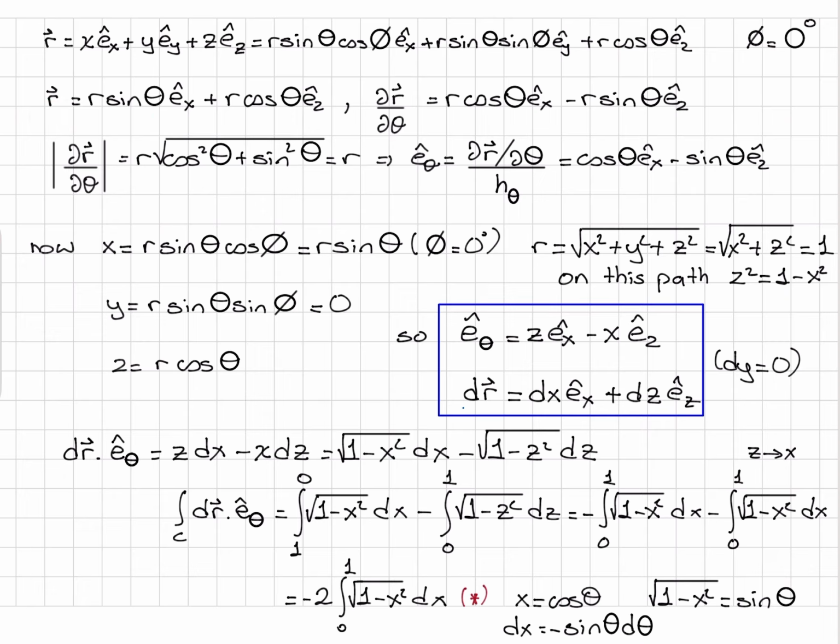Then we take a derivative with respect to theta. We obtain r cosine theta ex hat minus r sine theta ez hat. Its magnitude is r, so dividing it by the magnitude, we obtain the unit vector e theta hat, cosine theta ex hat minus sine theta ez hat. But we have to write cosine theta and sine theta in terms of Cartesian coordinates. Cosine theta is z over r, but r is equal to 1, so it's just z ex hat, and minus sine theta is minus x over r, and r is equal to 1, so this is minus x ez hat.